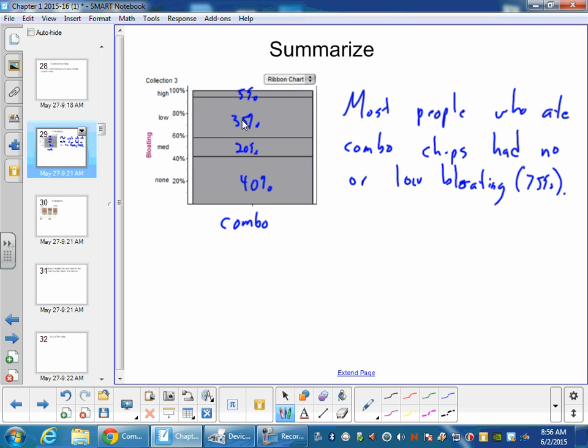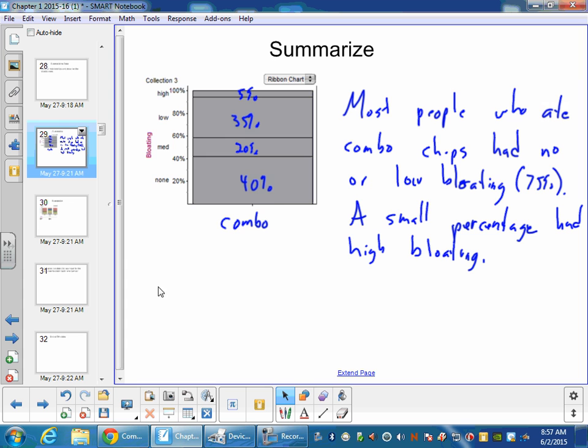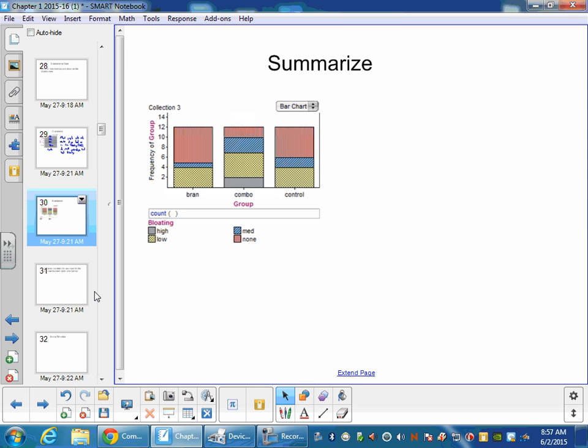And then a small percentage had very high bloating. A small percentage had high bloating. And that's just what we see. We can talk about this being average, but that's about all I can see when I look at this data set. It's a little bit more interesting when we want to summarize something with multiple variables, and this is more common. So let's take a look at this.